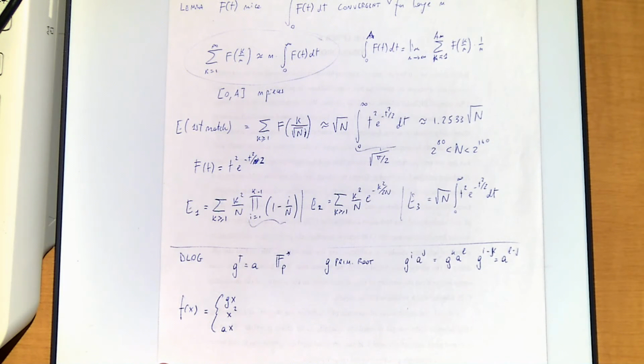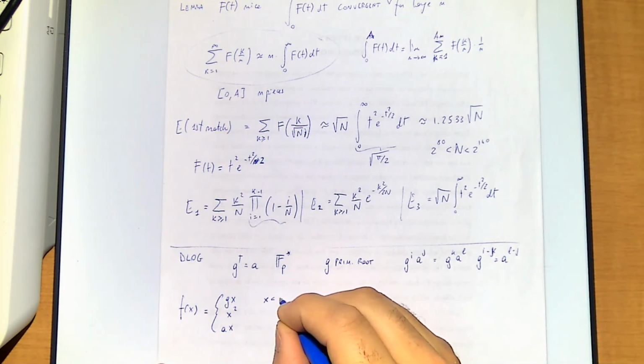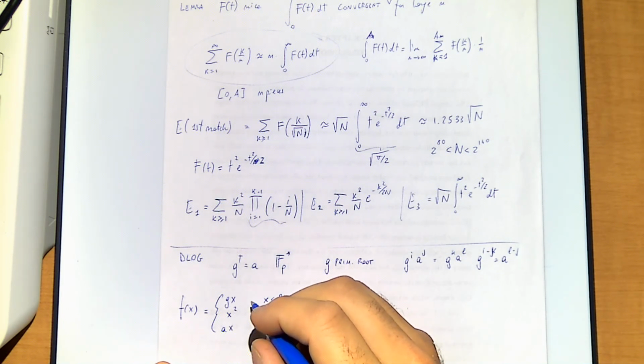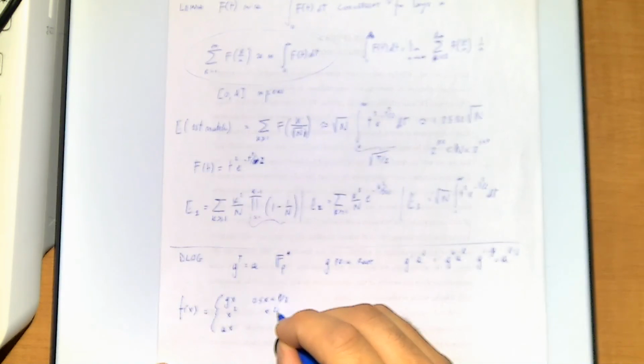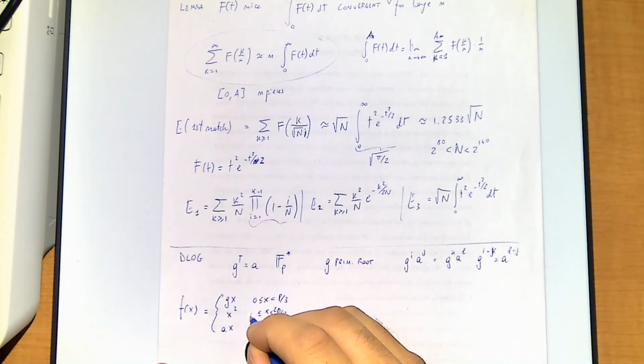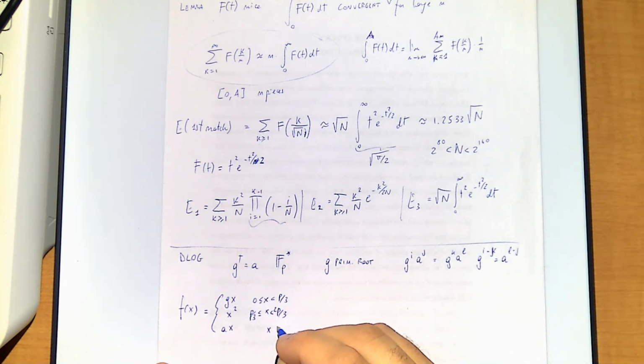I divide the interval in three. Let's say that I do this if x is less than p over 3, so in the first third of the interval. I do this if x is less than 2p over 3, so in the middle part of the interval. And I do this if x is in the third part of the interval. So I start from a random number x. If x is in the first third of the interval, I multiply by g. If x is in the middle part, I square it. And if x is in the last part, I multiply by a instead.